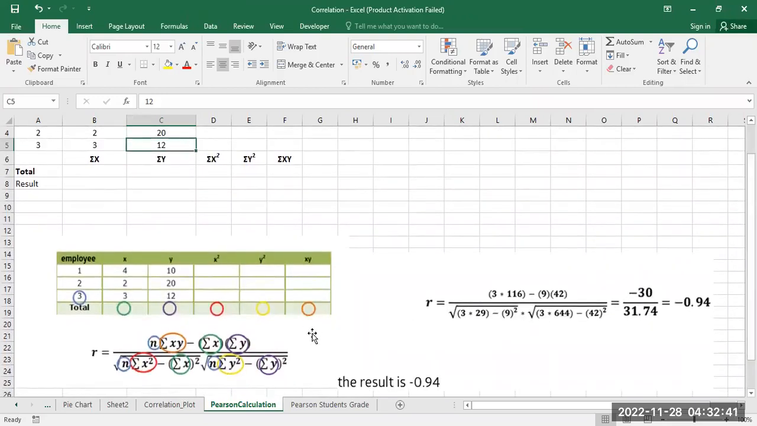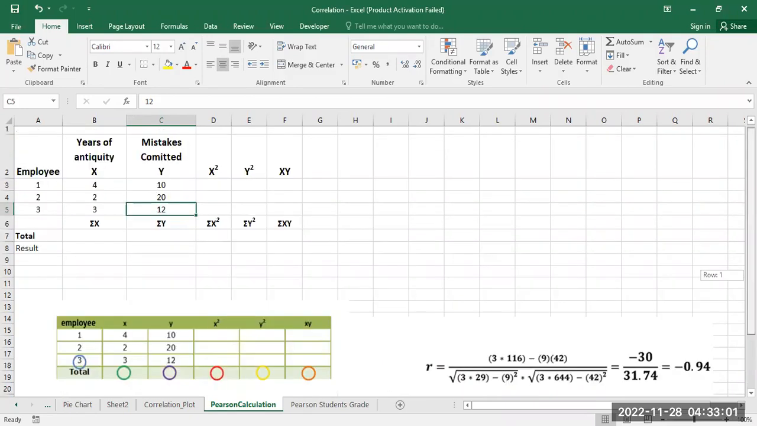Now, don't forget, while we are talking on our PowerPoint slide, this is the formula for calculating the Pearson R. Now, all we need to do is add additional columns so that we will be able to calculate our XY, summation of X squared, and Y squared. And that was what I neatly did here.